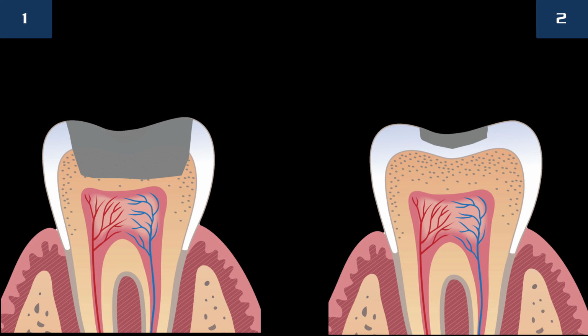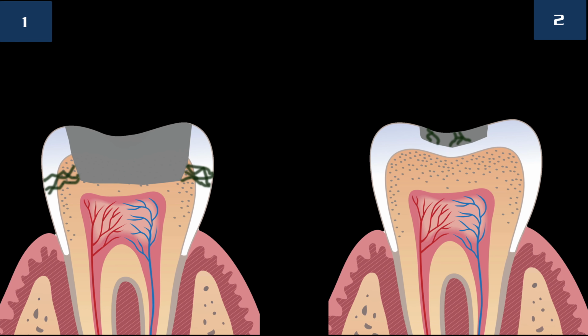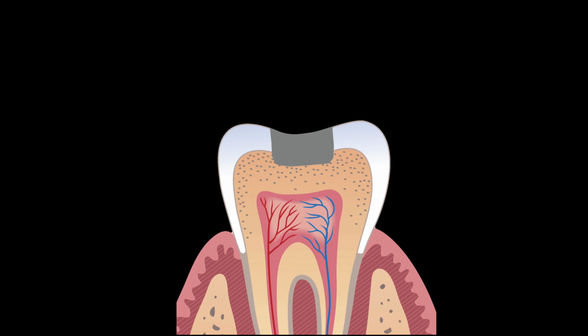So the restoration will be stronger, but the tooth is weakened, so the tooth will break. But in the second situation, the tooth is strong, but the restorative material is thin, so the restorative material will break. So while doing a tooth preparation, we should maintain an optimum depth and we should maintain both the strength of the restorative material and also the tooth.